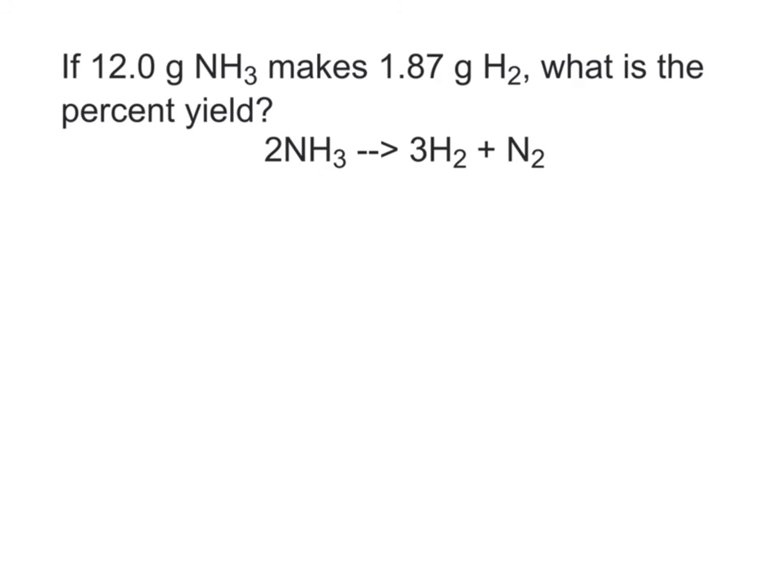Try this sample problem. Write the question and your work in your notes and show it to Mrs. Benke. If 12 grams of ammonia makes 1.87 grams of hydrogen gas, what is the percent yield? I have given you the balanced chemical equation. First, calculate the theoretical yield. So how many grams of hydrogen gas can you make when you react all 12 grams of ammonia? And then, compare your actual yield to your theoretical yield to find your percent yield.